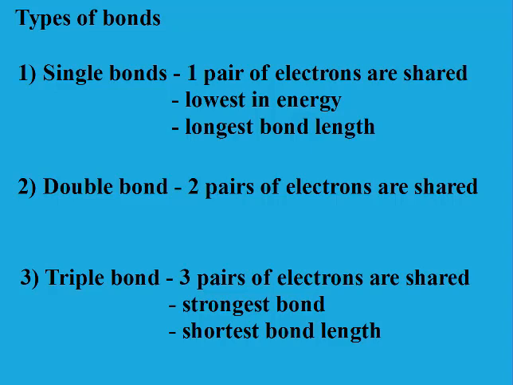There are three types of bonds: single, double, and triple. A single bond, you have one pair of electrons being shared. It's the lowest in energy and the longest bond length. Double bonds, you have two pairs of electrons being shared, and a triple bond, you have three pairs of electrons being shared. It's the strongest of the bonds because it's also the shortest of the bond lengths.